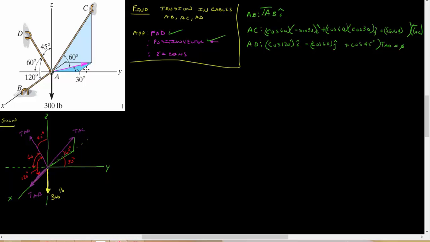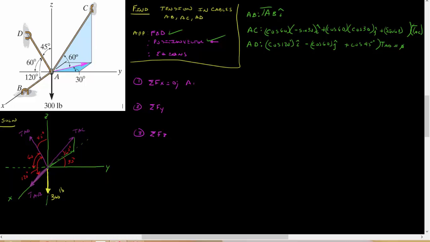So the last part we're going to do is sum our forces in the x, sum my forces in the y, and sum my forces in the z. So I'll just label these 1, 2, 3. So if I sum my forces in the x, it's equal to 0.